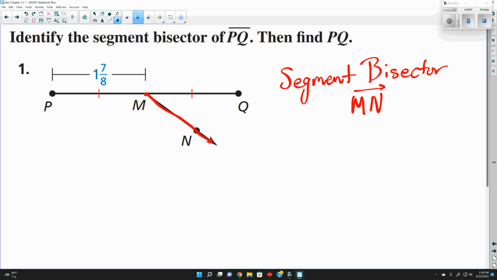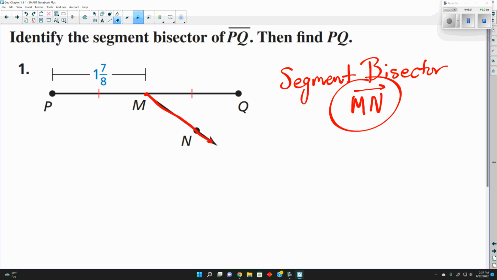So on the homework, when it asks for the segment bisector, I'm just looking for this. You don't have to rewrite out segment bisector. We need to at least identify what the segment bisector is. So here it's ray MN. So it cuts it in half. Any other questions on that before we look at the next part?